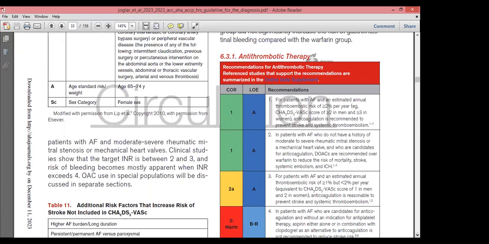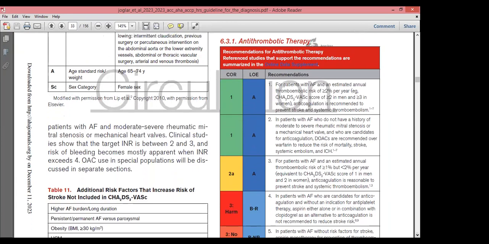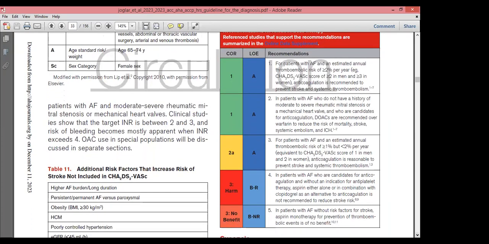So let's talk about the antithrombotic therapy now used in them. Okay. So here they said class 1 recommendation now, antithrombotic therapy, that's the anticoagulation in people that are at risk of having stroke. So they said class 1 recommendation for patients with AF and an estimated annual thromboembolic risk of greater than 2% per year. That is equivalent to CHA2DS2-VASc score of 2 or more in men or 3 or more in women. So these are the people in the high risks. Anticoagulation is recommended to prevent stroke and systemic embolism. This is class 1 recommendation.